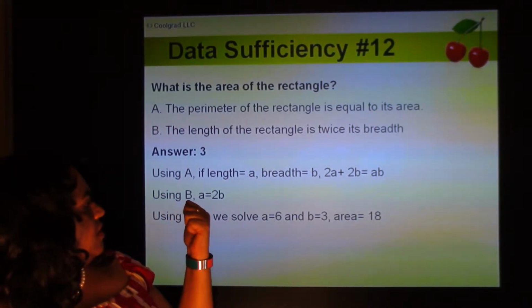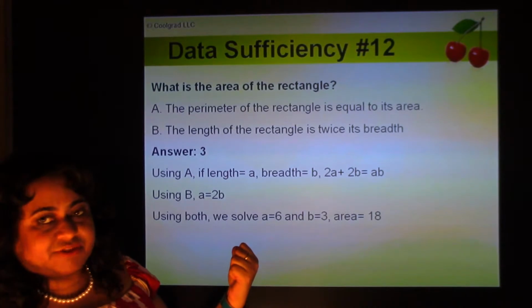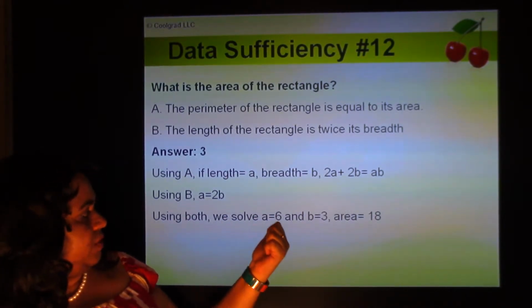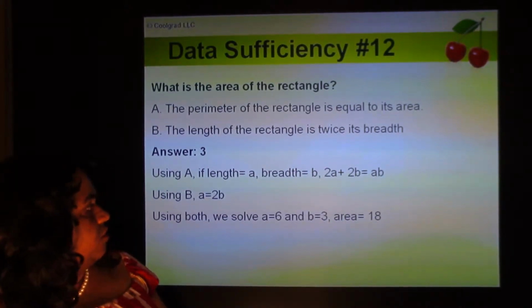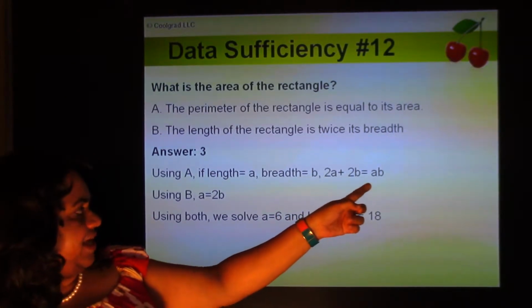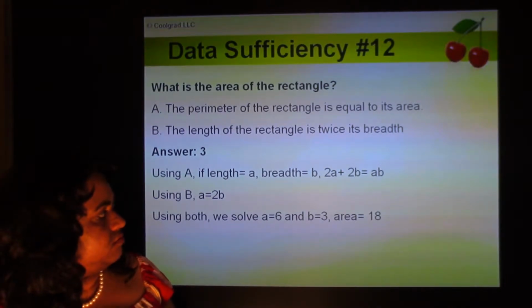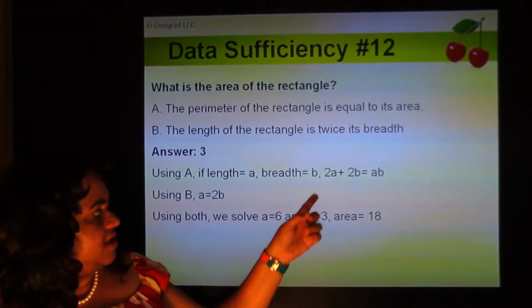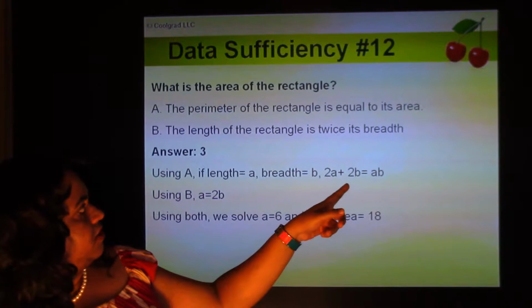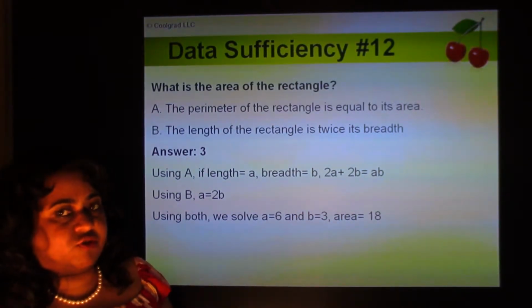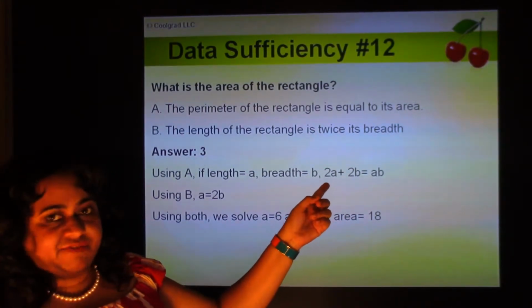Using statement B alone, the length of the rectangle is twice its breadth, so A is equal to 2B. Using both together, we can solve and get A is equal to 6 and B is equal to 3, and the area must be 18. So even if you try plugging in values using A alone, this equation probably has, I'm guessing, two solutions, which is either A is equal to 3 and B is equal to 6, or A is equal to 6 and B is equal to 3. So even if you have only those two solutions, we don't know whether A is equal to 6 or B is equal to 6. We still don't know that, even if you try plugging in values here.